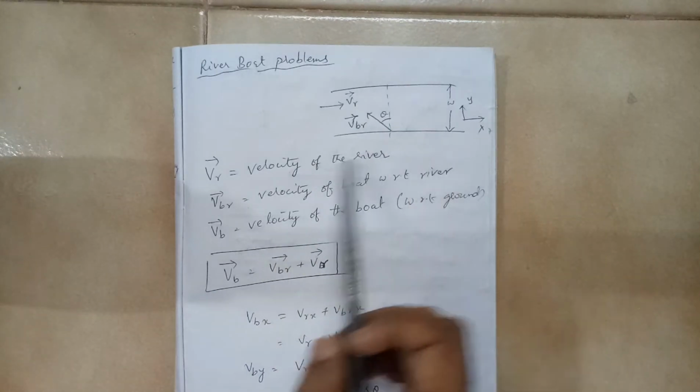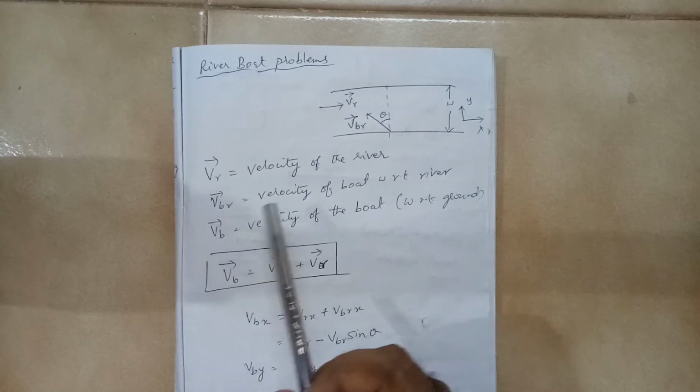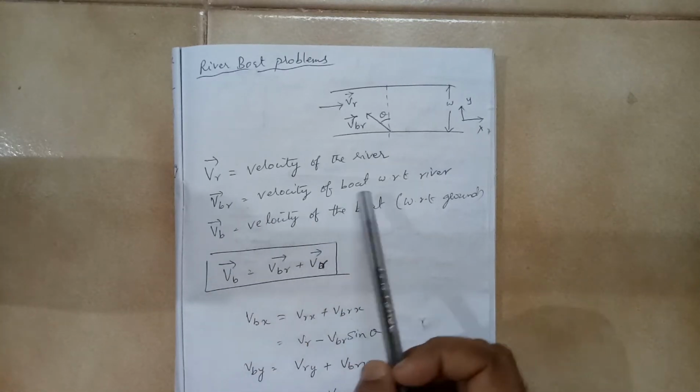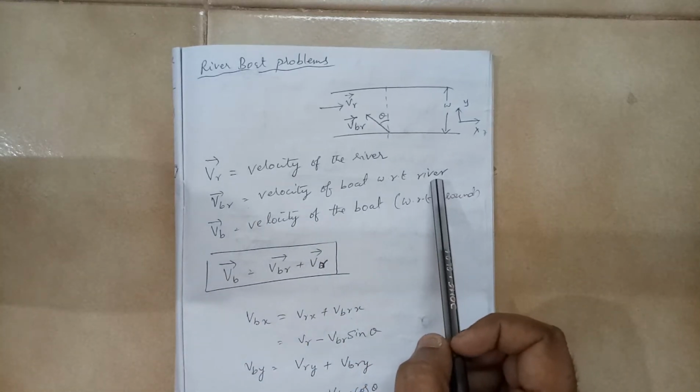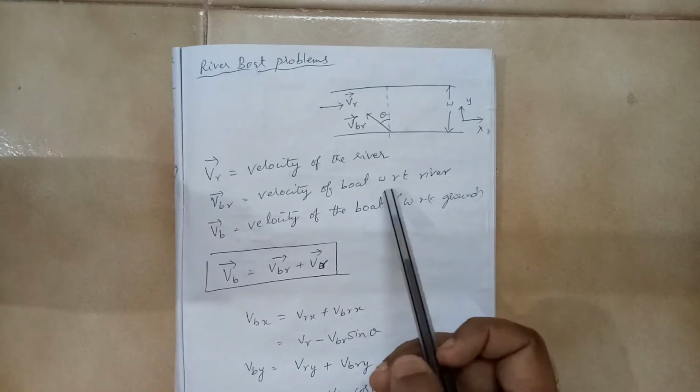Some terms we need to know here. Velocity of river, which is Vr. Vbr is the velocity of the boat with respect to the river, and Vb is the velocity of the boat, usually with respect to the ground.